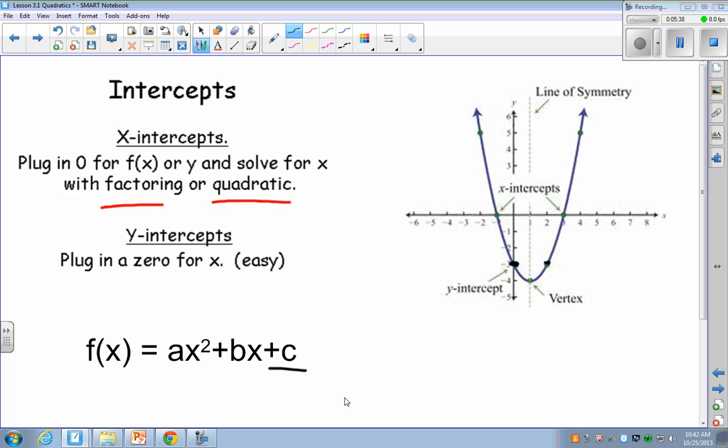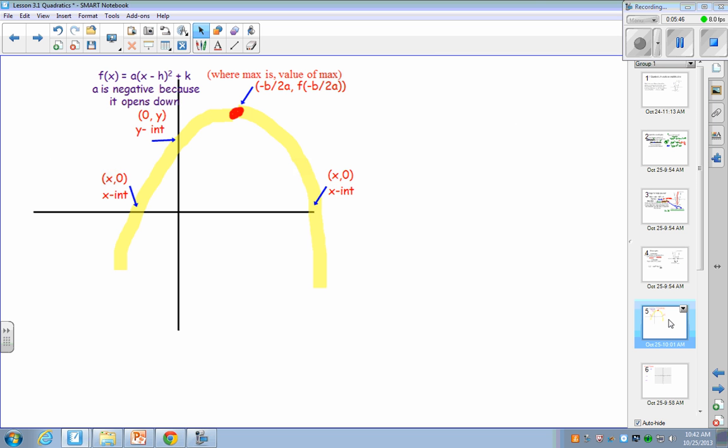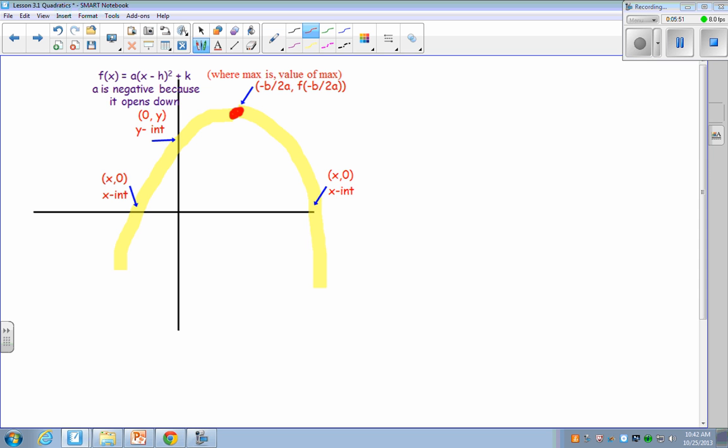So we found our intercepts and our vertex. Let's go ahead and go to the next page. Just go through it one more time. In order to find our vertex, our x value is equal to negative b over 2a, and we plug negative b over 2a into our function.